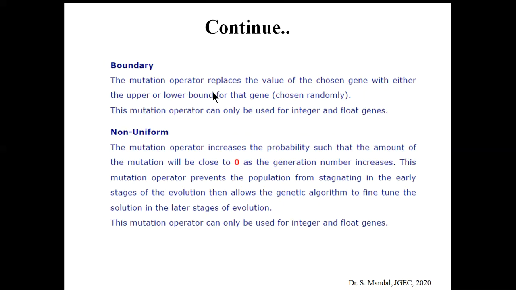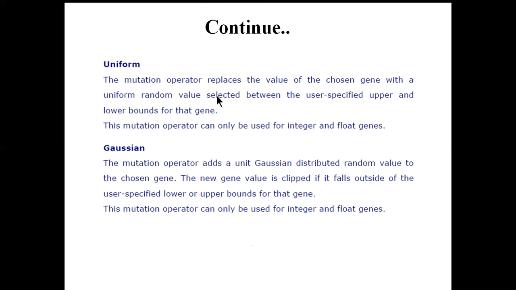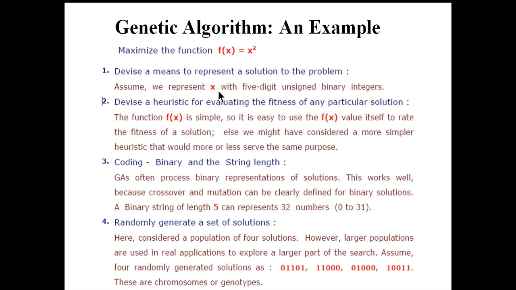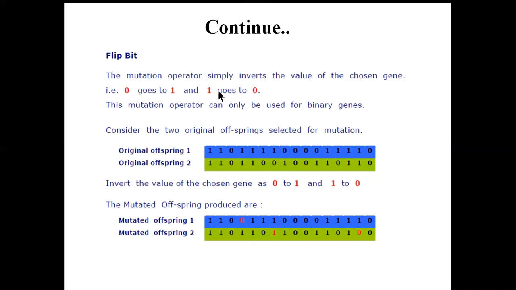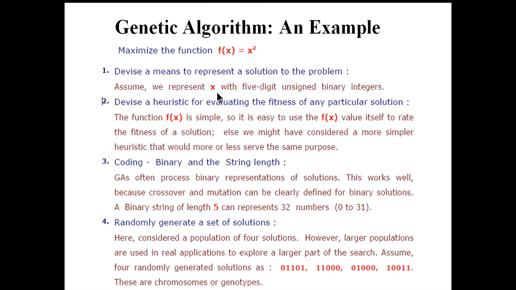So boundary, non-uniform, uniform and Gaussian are all applied to integer or float type genes, whereas flip bit is applied for the binary GA, where the solution is encoded in terms of 1s and 0s. So these are the basic operations of the three operators: selection, crossover, and mutation. All are necessary for the genetic algorithm, so that the solution can evolve and survive.